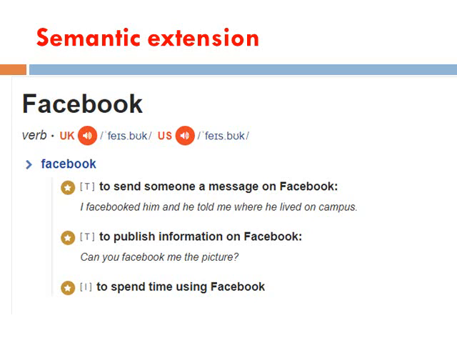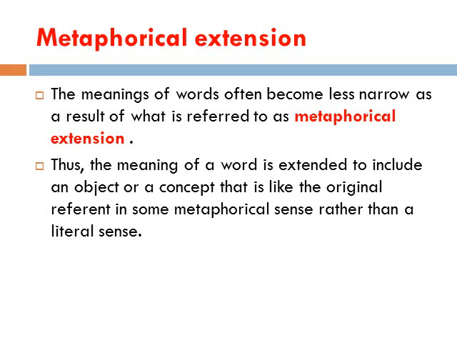Another example that I think we're all familiar with is the word Facebook. So Facebook as a noun originally refers to the social networking website, the website itself. Now it's also used as a verb, and this screenshot is taken from the Cambridge Advanced Learners Dictionary. So here Facebook, the verb, has different meanings. It could mean to send someone a message on Facebook, to publish information on Facebook, or just to spend time using Facebook. So now it's also used as a verb plus the noun.